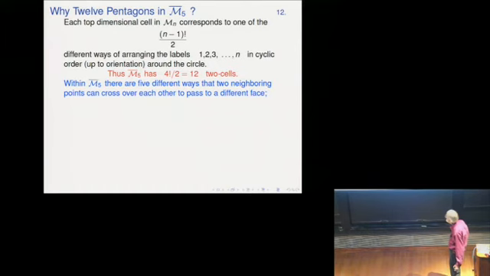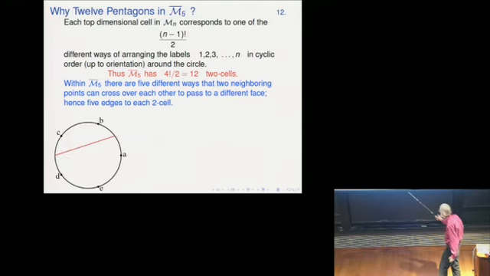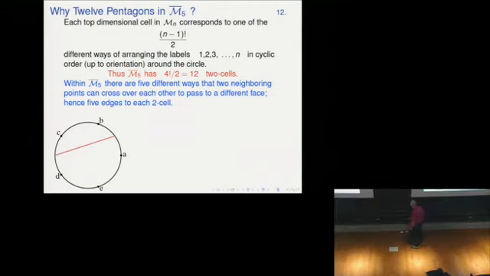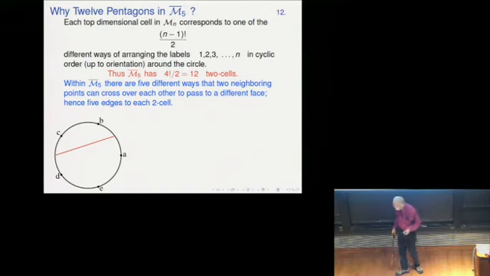Remember that any top dimensional cell is described by a cyclic order of points around the circle. So here I've taken 5 points arranged in cyclic order around the circle, and how can we see what the edges will be from this? Well, the only way we can cross from one cell to another is if one of the points crosses over another. So if, say, C crosses over D, we'll switch to a different cyclic ordering in a different face, and the crossing point will represent an edge, or be a point of an edge.